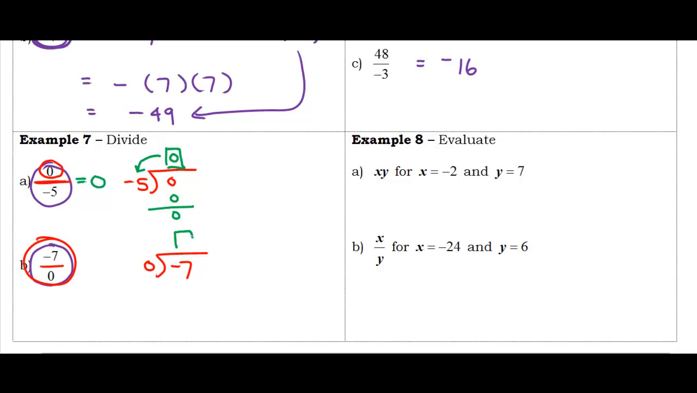Okay, now, watch this. What times 0 is negative 7? You can't, this is impossible. This is stupid. This is undefined.